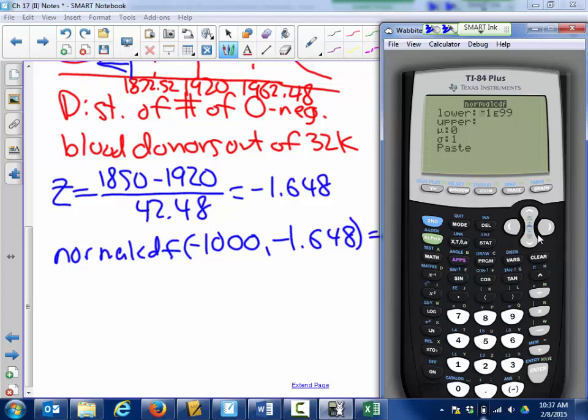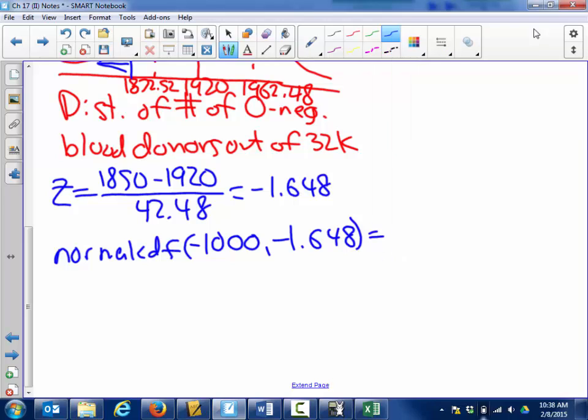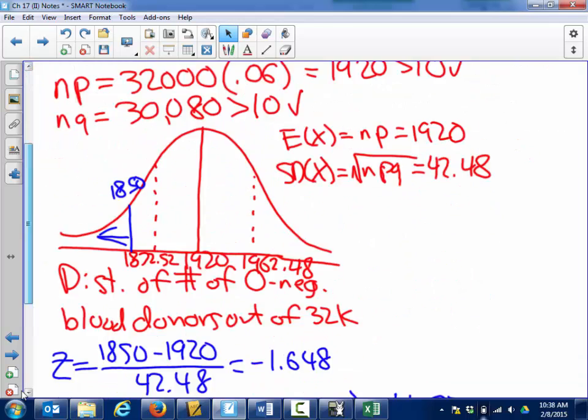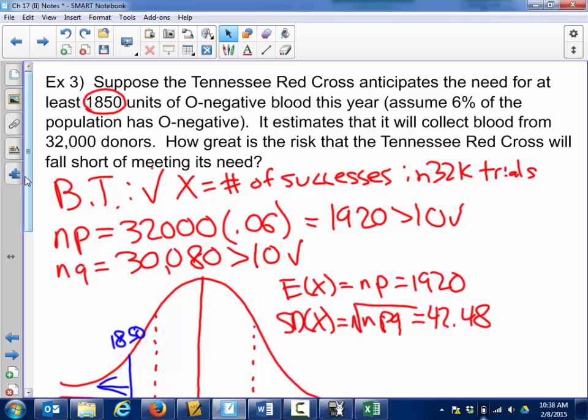And that gives you, going back to Wabbit real quick, second distribution, normal CDF. Okay, so that's really low. Negative 1.648. We'll paste that. Okay, so there's approximately a 5% chance we won't hit our mark. It is 4.97 percent chance. Okay. All right, and there you go.